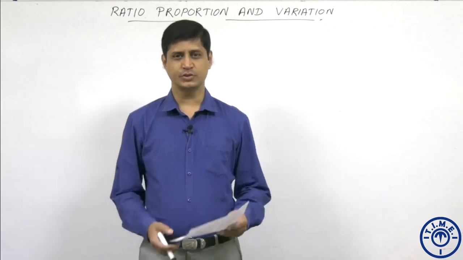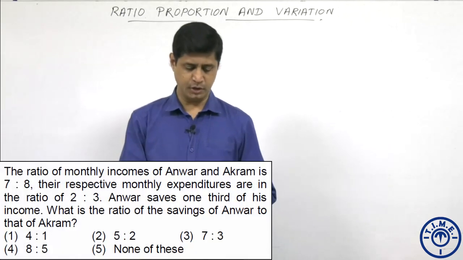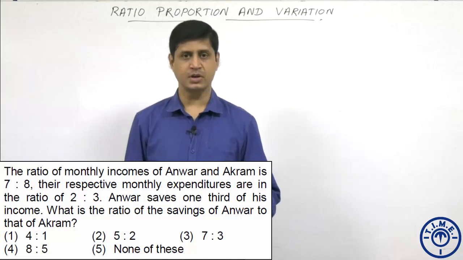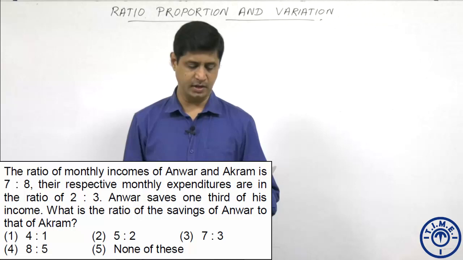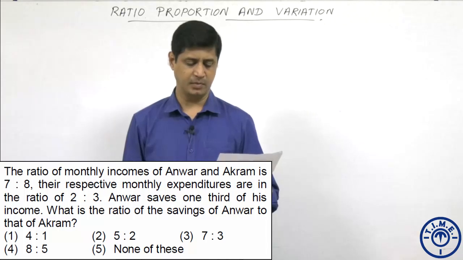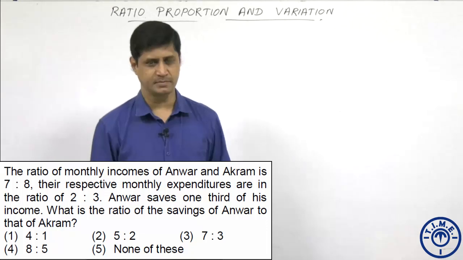Now look at the next question. The ratio of monthly incomes of Anwar and Akram is 7:8. Their respective monthly expenditures are in the ratio 2:3. Anwar saves 1/3 of his income. What is the ratio of savings of Anwar to that of Akram?